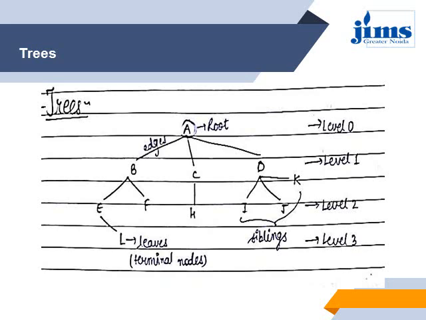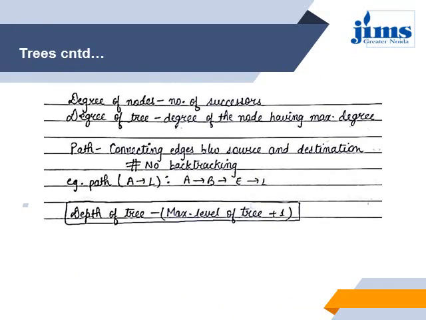Now talking about the level, it starts from the root. The root is considered to be at level 0. The other levels are level 1, 2 and so on and so forth. Different terminologies are used in trees.